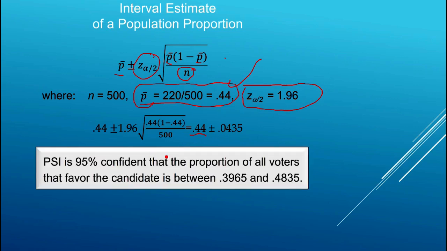And what that means is that if you take the 0.44 and you subtract the margin of error, it means that if we construct a 95% confidence interval, it could be the case that on the lower end, 39.65% of the registered voters support this candidate, and then on the upper end, it could be the case that 48.35% of the voters favor this candidate. Obviously, we're less certain the wider that margin of error and the bigger the distance between the low end and the high end of our confidence interval.